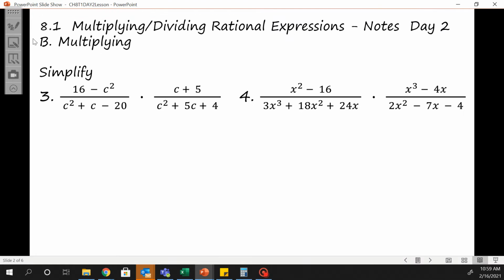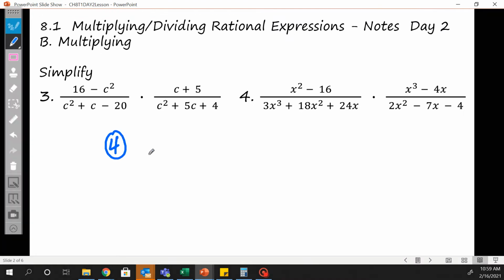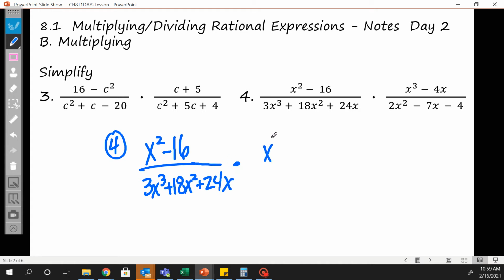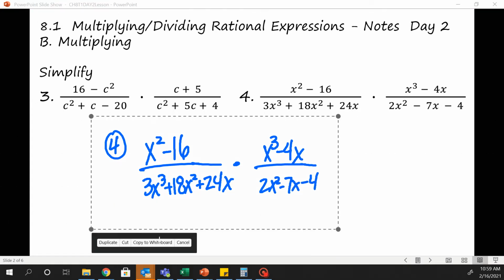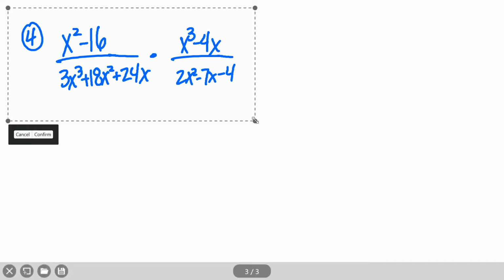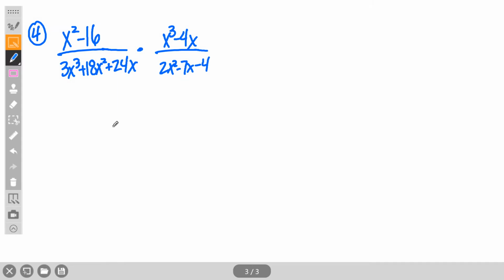Geez, we got a lot to go here. X squared minus 16 over 3x cubed plus 18x squared plus 24x times x cubed minus 4x over 2x squared minus 7x minus 4. All right, we need to start to factor. So x squared minus 16, that's x plus 4, x minus 4.